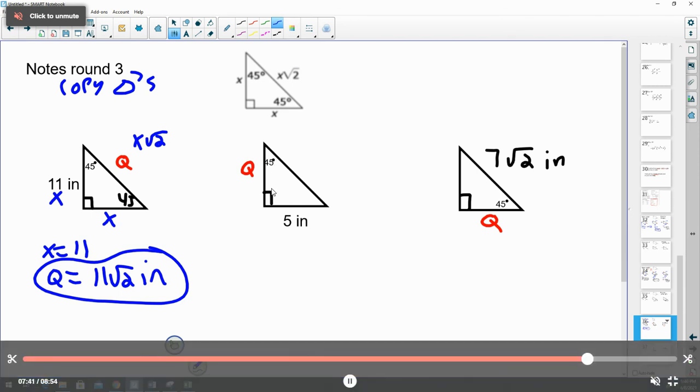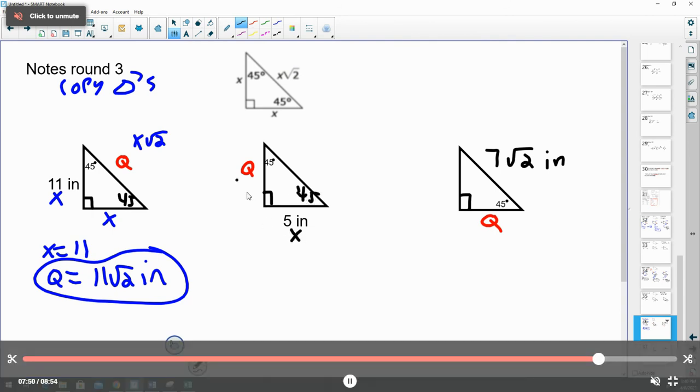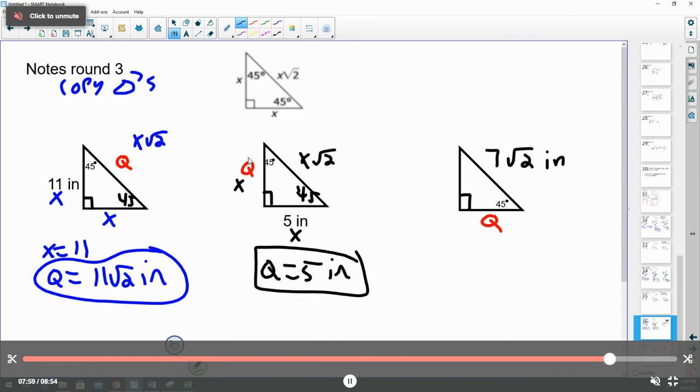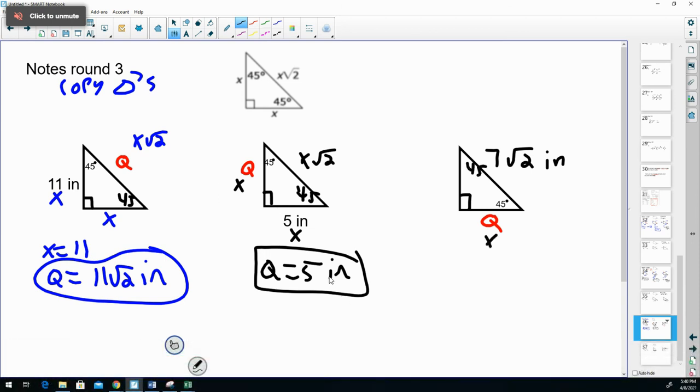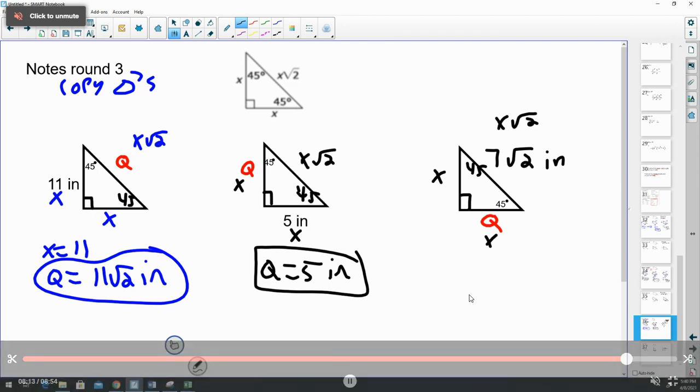Here we have 45, 90, which means this is also 45. And we have x root 2. So we have q is 5 inches, because these are both x. I don't even have to label that one, but I did. These are both the same, so this is just 5 inches. And finally this one, x root 2. Here, x is equal to 7 inches.